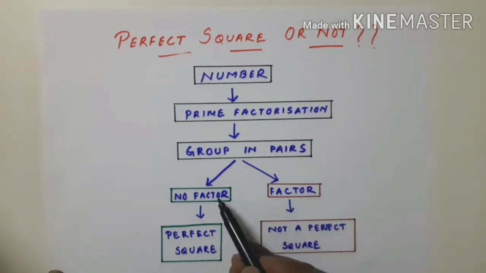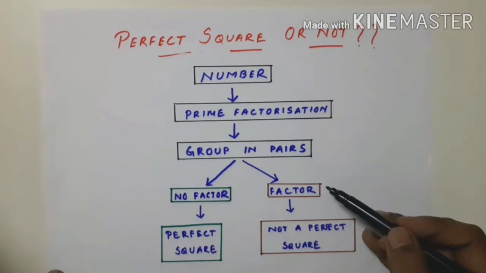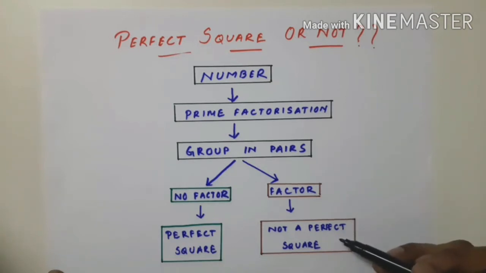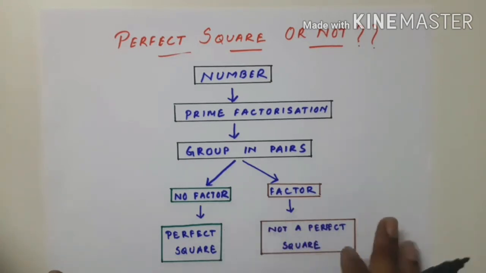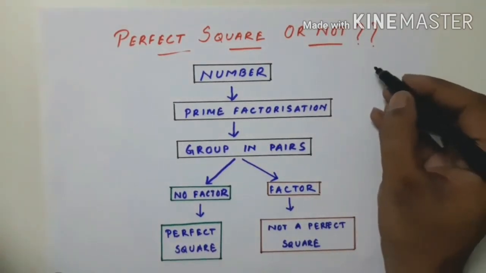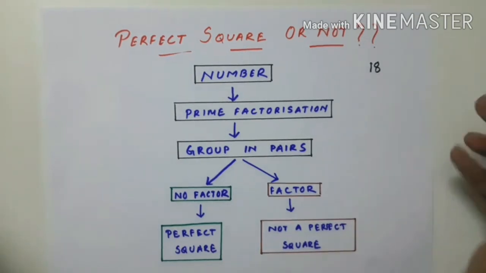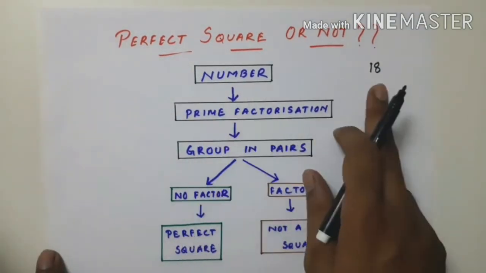Now if no factor is left out, then it will be a perfect square, and suppose there is some factor left out, then it is not a perfect square. So let's see this by taking two examples. So let us take a number 18.